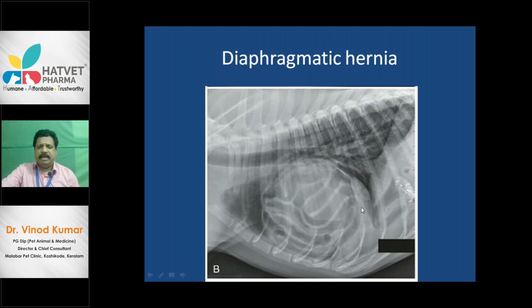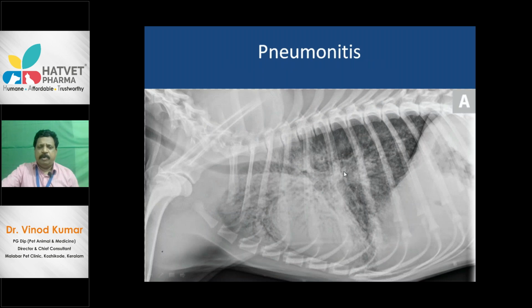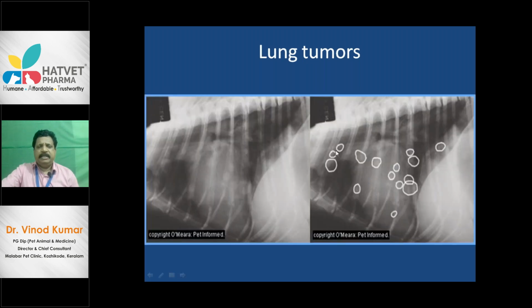And you can see the diaphragmatic hernia through which all the enteric loops are there. Clearly it can be seen inside the thoracic cavity. So you can see the aorta here, the trachea here, the caudal vena cava here, the heart, and the heart encircled by these intestinal loops, diaphragmatic hernia. You can see pneumonitis, the interstitial pattern. You can see the lung tumors, a lot of lung tumors can be seen here, and all those are rounded here.